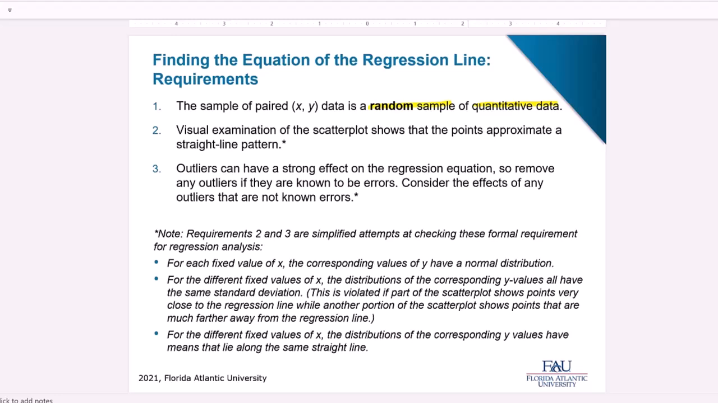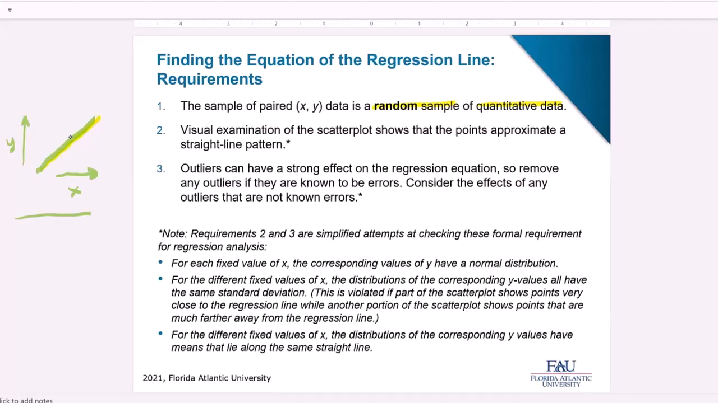The pattern is as x gets bigger, y gets bigger. That means it's going up. This is x and this is y. Also, we can have a line that goes down. As x gets bigger, y is getting smaller. This would be a positive slope. This would be a negative slope. And it has to approximate a straight line. It doesn't have to be a straight line.